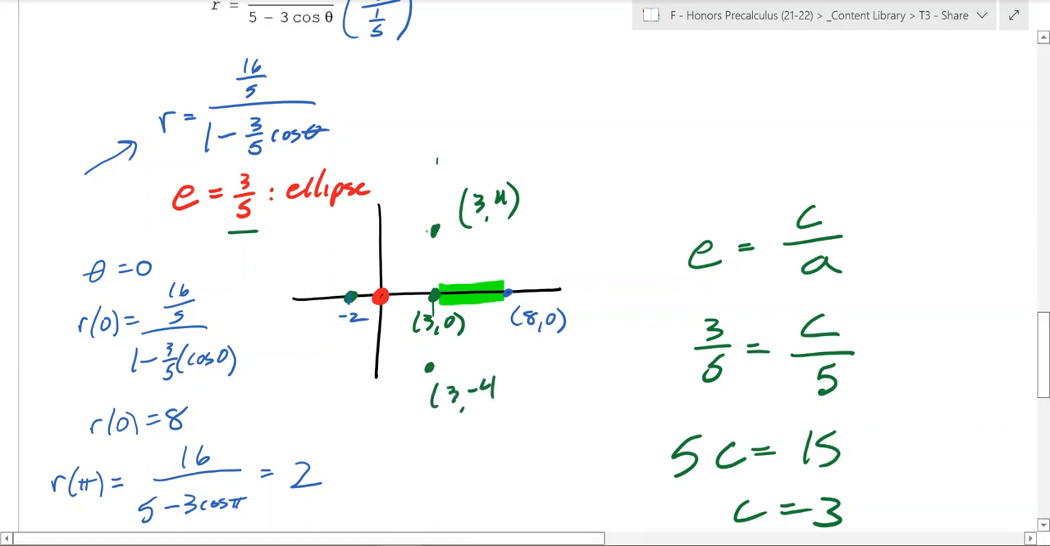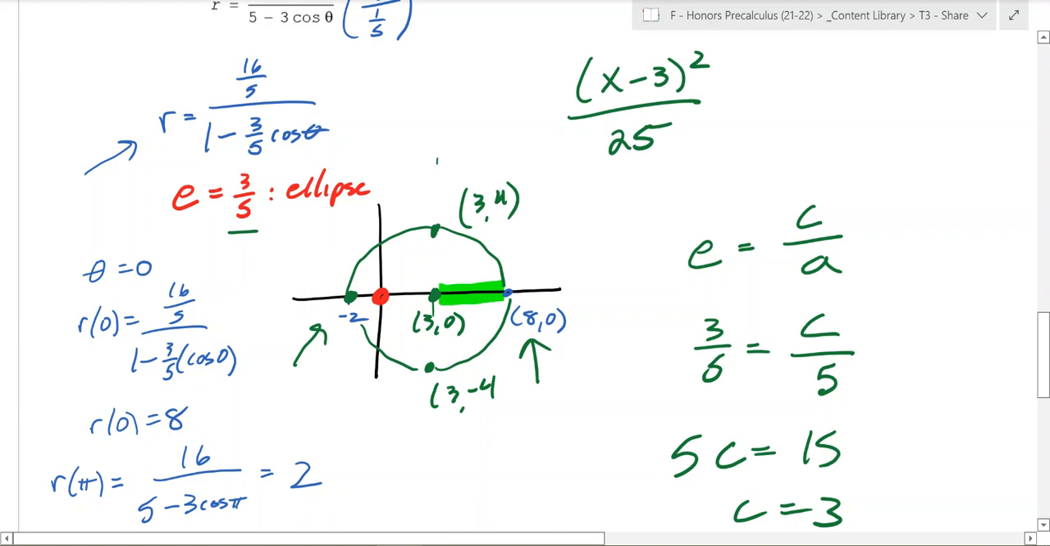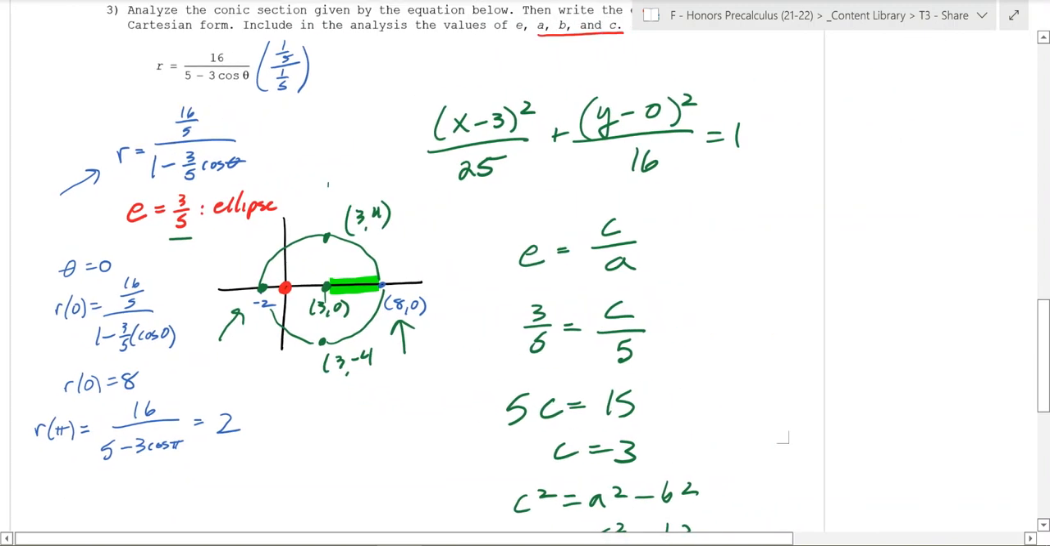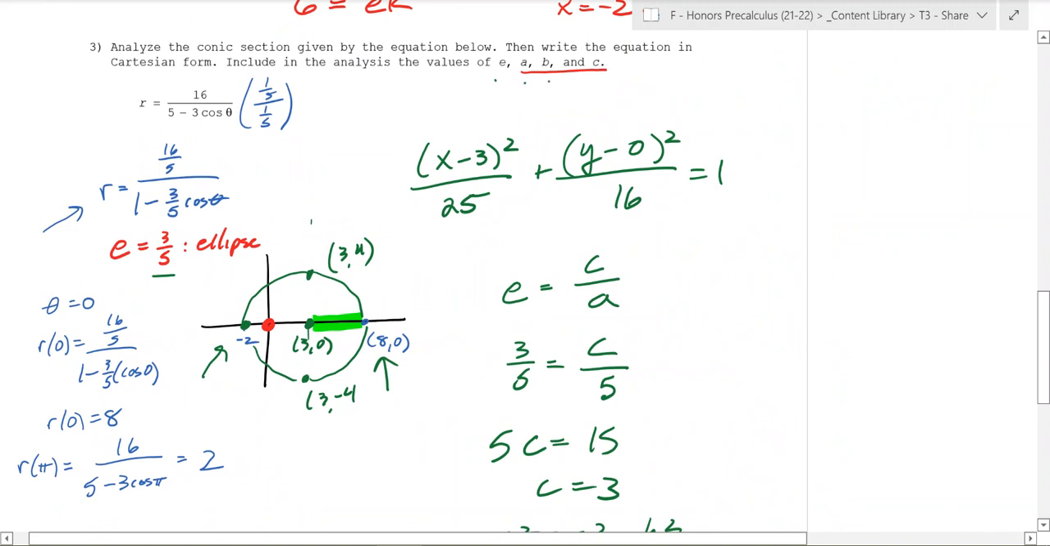So what we have here is our ellipse. We've drawn it out. And now we can easily write the equation, because from the polar we were able to get the center and then plot a couple points to get two opposite ends, and that gives us our a value. So we end up with x minus 3 squared over 25, because that's a squared, plus, because it's an ellipse, y minus 0 squared, I'm just being overly complete here, over 4 squared, which is 16. I'll just write it as 16, and this equals 1. So this allowed us to find all of these things. So we found e, a, b, and c.